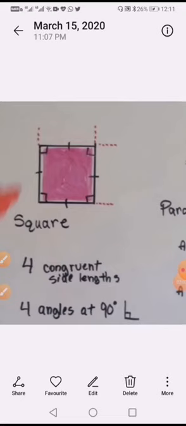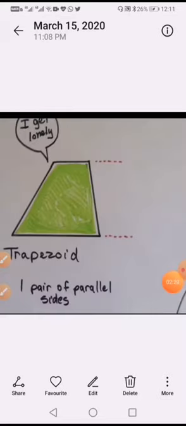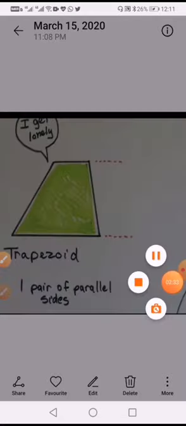Square: 4 congruent side lengths. It means 4 equal sides. It has 4 right angles and 2 pairs of parallel sides. Trapezoid: it has only 1 pair of parallel sides.